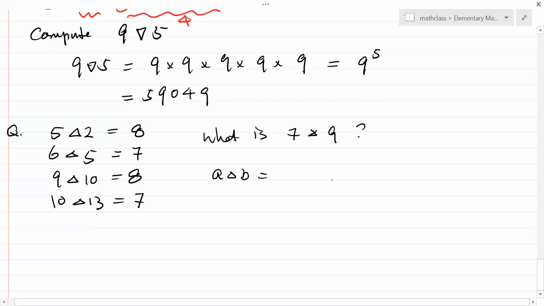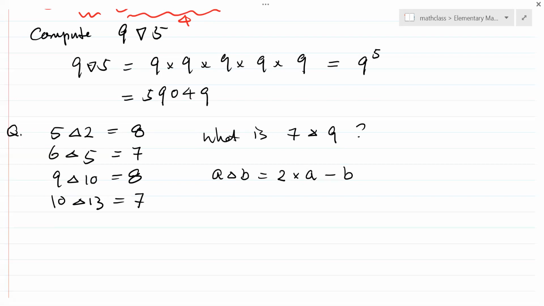So this is where we have to do a best guess and try. The guess and try is actually 2 times A minus B. Yeah, double the first number minus the second number. Okay, that's a pattern. If you can figure that out, then you solve the problem.